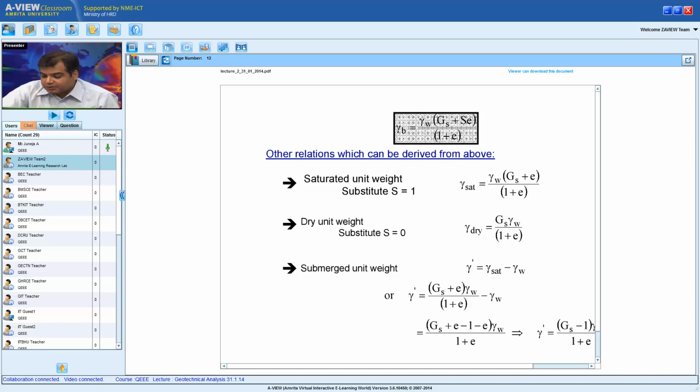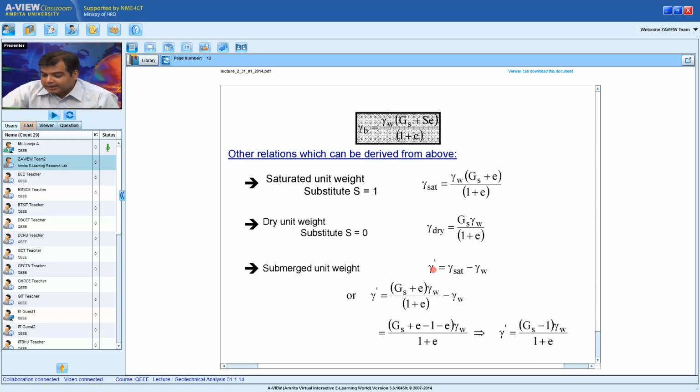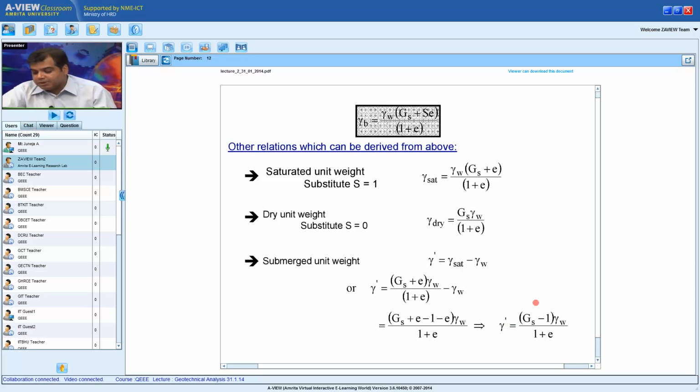Similarly, the submerged unit weight is gamma prime. Remember buoyancy. Because of buoyancy, the net weight gets reduced. So gamma prime equals gamma saturated minus gamma W. Gamma saturated, I just plug it from this expression. In fact, I don't need to remember. Minus gamma W, which is over here. And very quickly, if you solve for this, gamma prime should be equal to GS minus 1 times gamma W over 1 plus E. Again, I do not suggest that you remember this. Don't remember any of these expressions as long as you know what the bulk unit weight is.